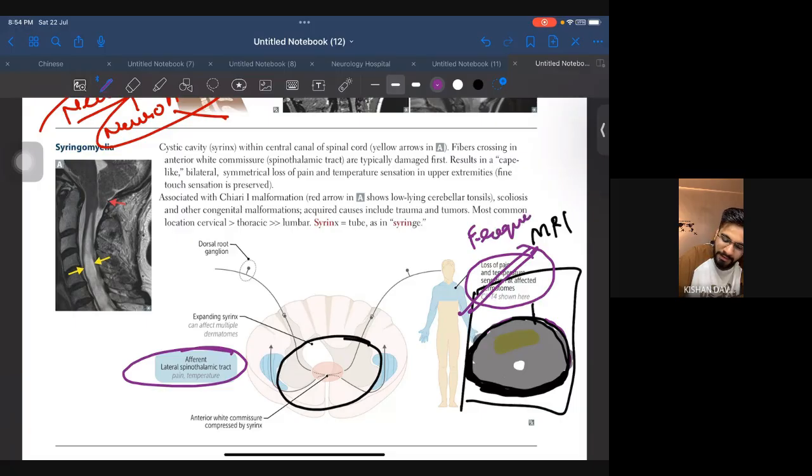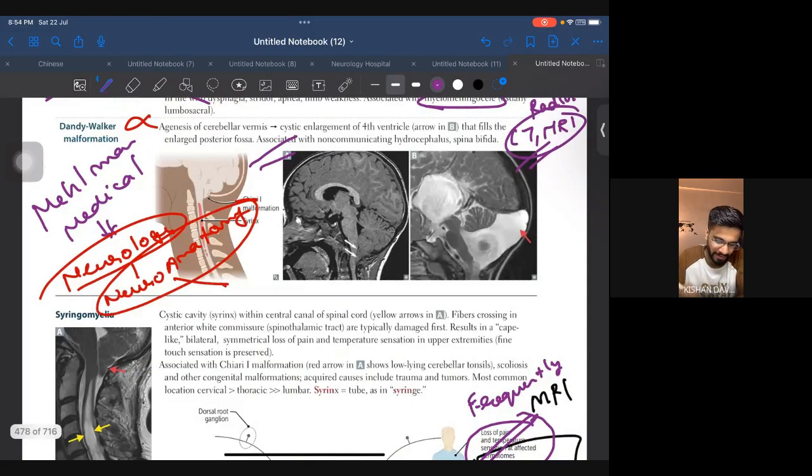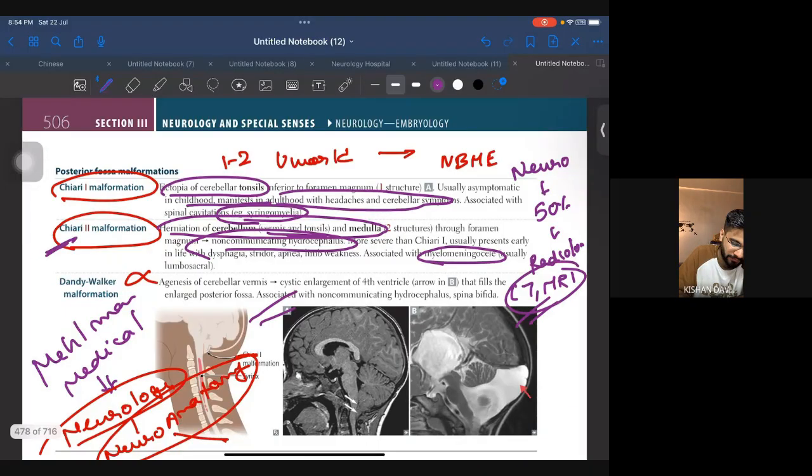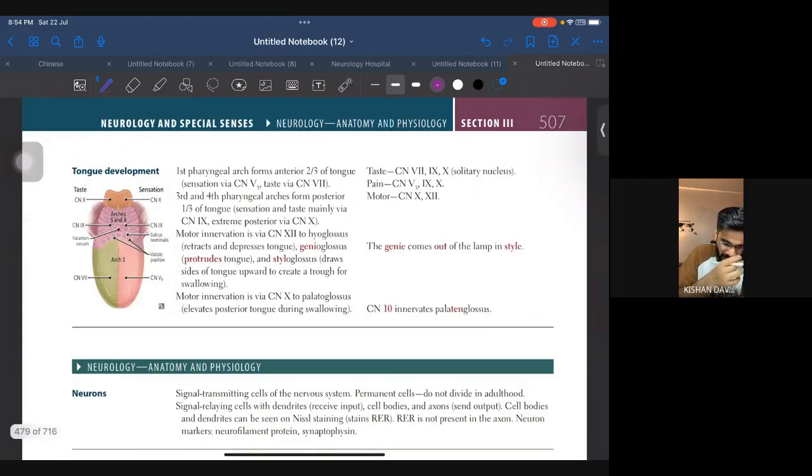If you don't understand the question, just look at the image. If it is given something like this, go for syringomyelia. And as we know, syringomyelia is associated with Chiari 1 malformation. We have studied this. So for syringomyelia, they can ask in the question what other congenital condition can be associated here. So make sure: Chiari 1, syringomyelia. All right. Moving ahead, tongue development.